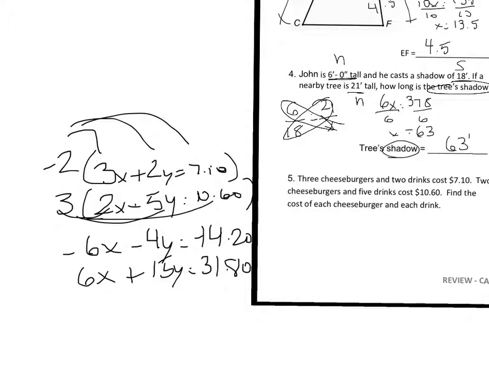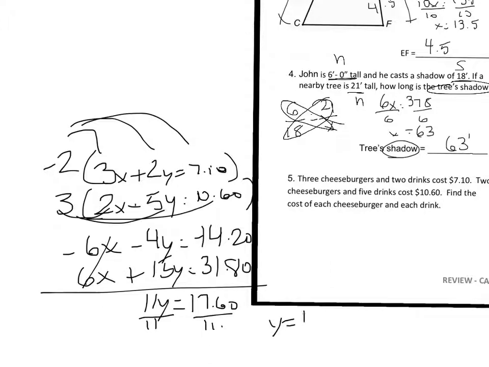Okay, so now we have our two equations. If you notice, the x values are going to cancel each other out. So if I continue this adding down, I get a positive 11y, and 31.80 minus 14.20. If I add down there, I get $17.60. Divide by 11, divide by 11, and I get y equals $1.60. Okay, so now I have y equals $1.60, which we know stands for drinks.